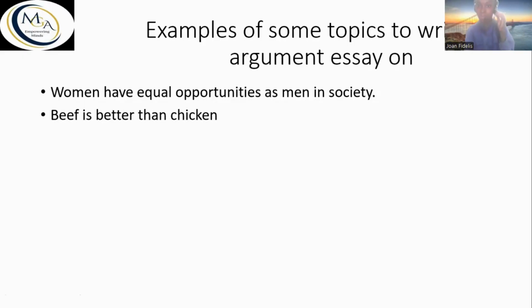So examples of some topics to write an argument essay on, we have first one, women have equal opportunities as men in society. This is a very interesting topic, and some people will argue for or against. So that's an example of an argumentative essay. Another one is beef is better than chicken. Similar to the example I gave in rice and beans. Okay, so these are just examples that you can write an argument essay or an argument writing on.